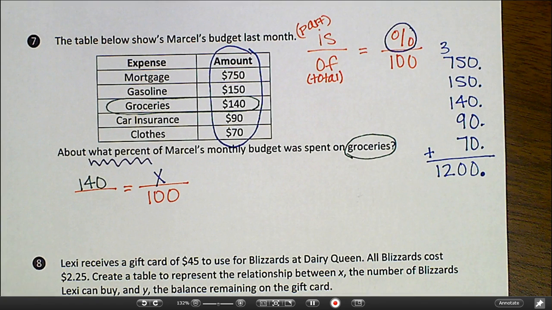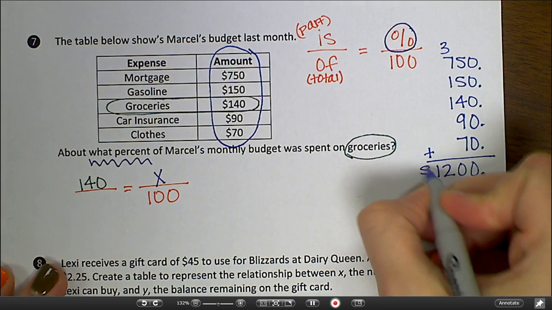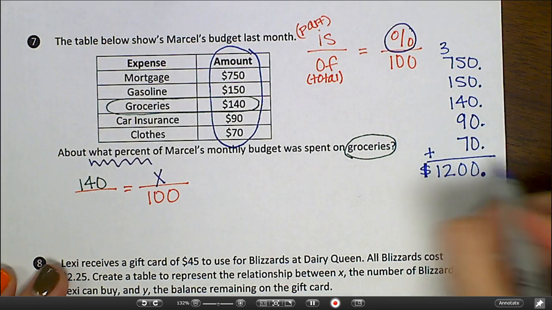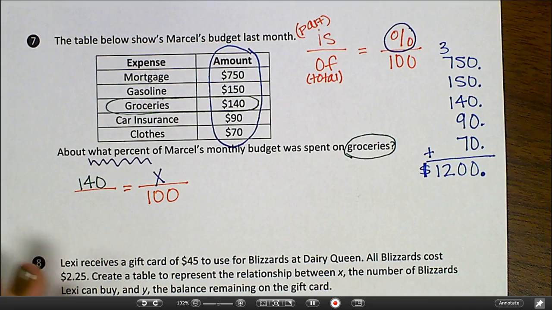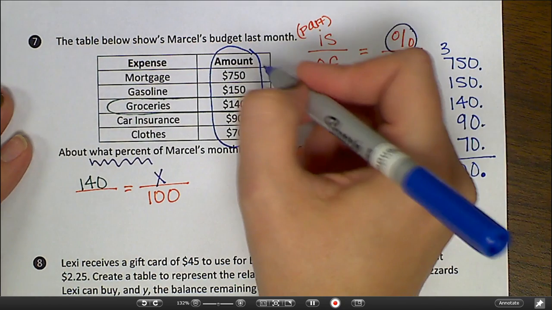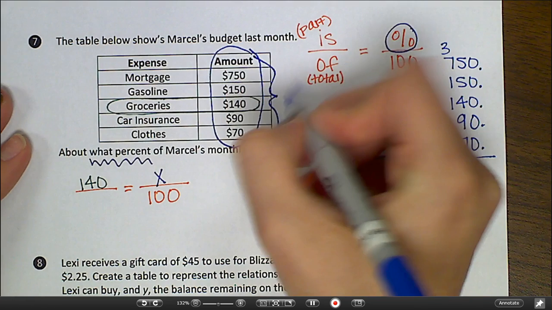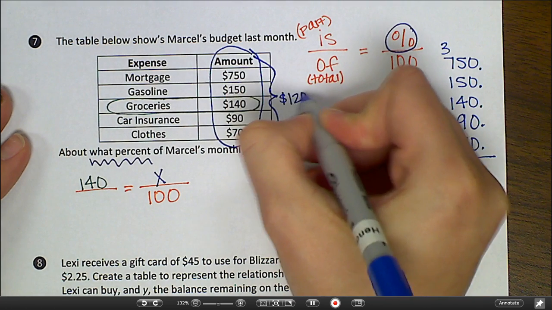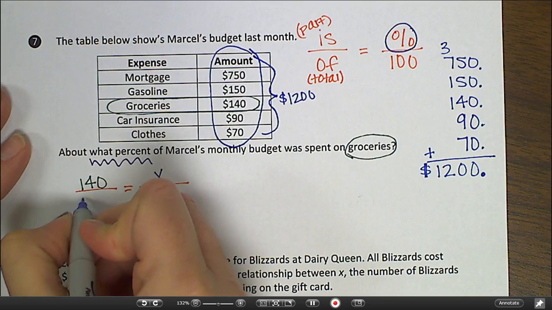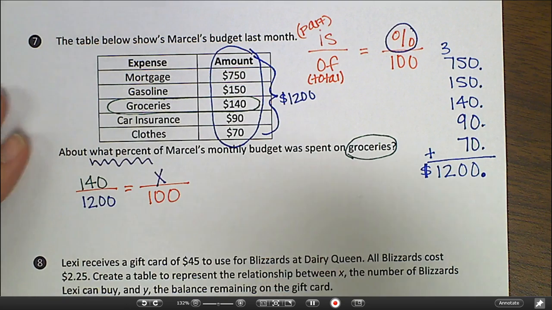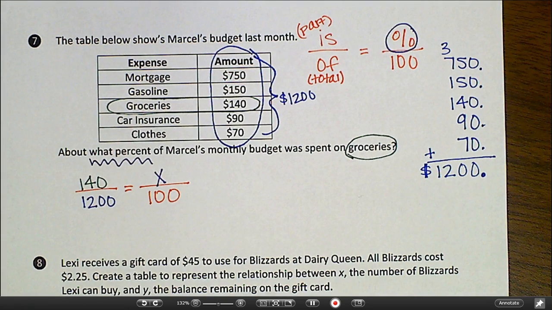Okay, when I added up all of these amounts, I got $1,200. There's nothing after the decimal point. So my total budget is $1,200. That's what I will put down here. And now we are all set up. Let's make sure that we have everything in the right place.